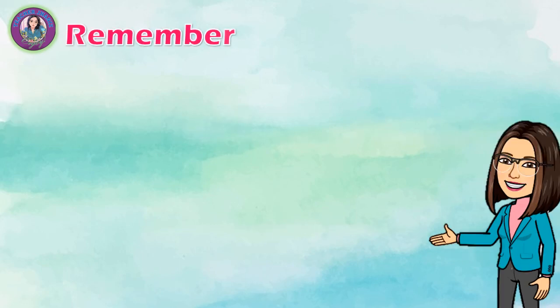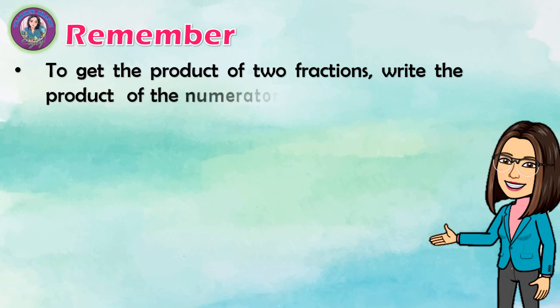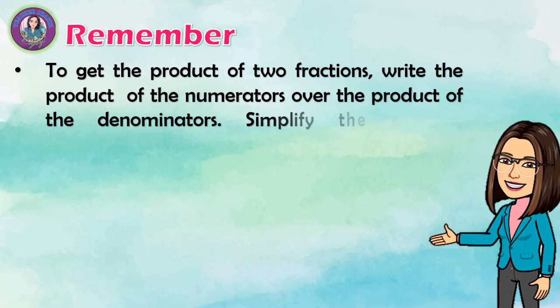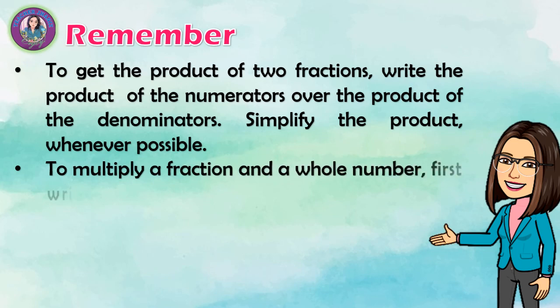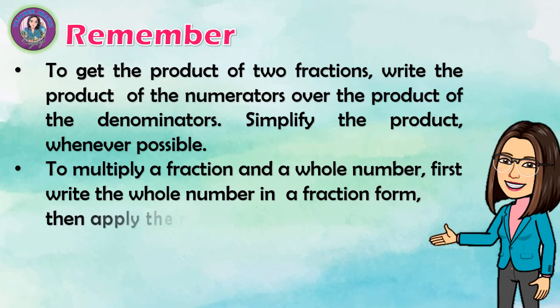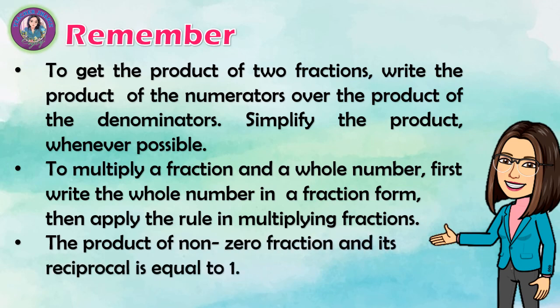Remember, class, to get the product of two fractions, write the product of the numerators over the product of the denominators. Simplify the product whenever possible. To multiply a fraction and a whole number, first write the whole number in a fraction form, then apply the rules in multiplying fractions. The product of a non-zero fraction and its reciprocal is equal to 1.